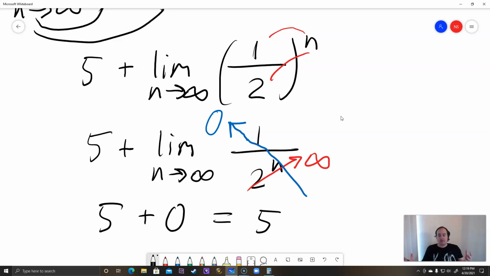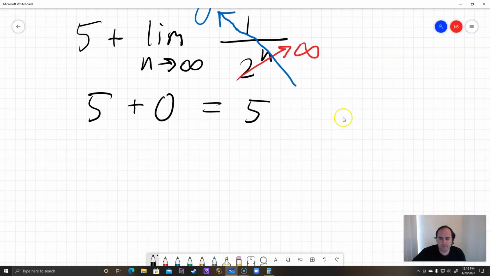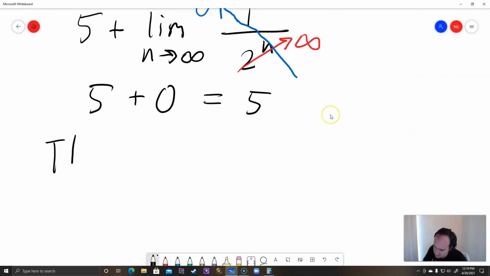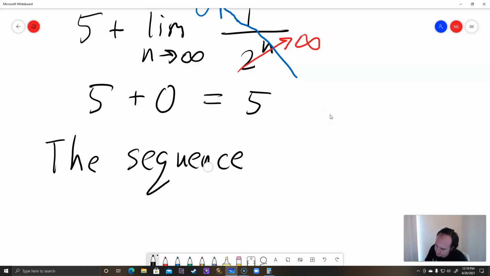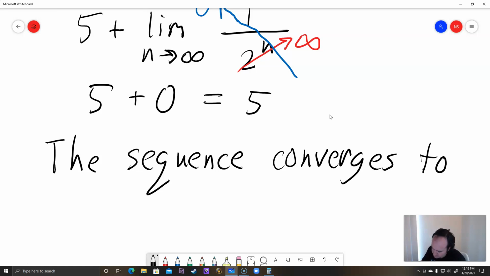Because we got a finite number as our answer here, we say that the sequence converges, and it converges to 5. Because it converges to whatever the value of that limit is.